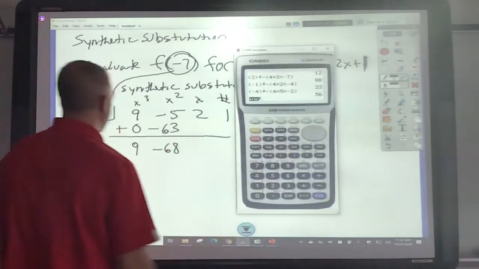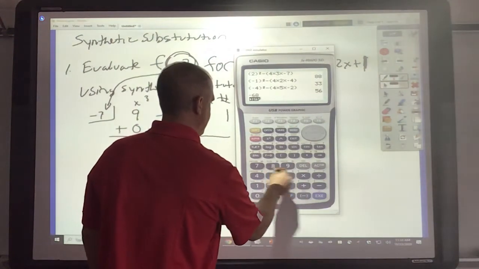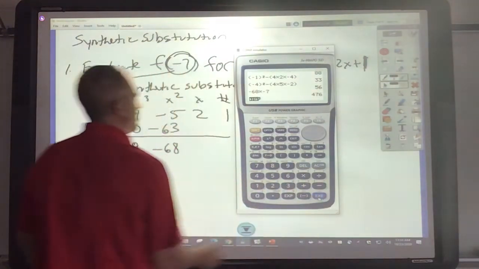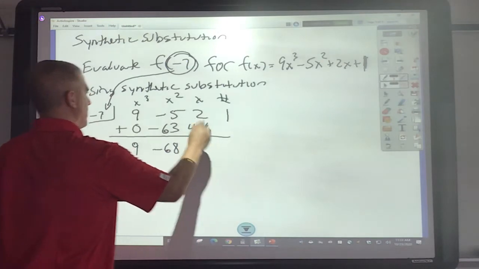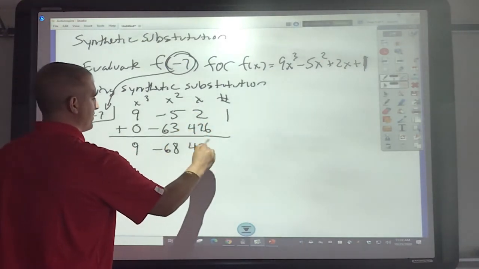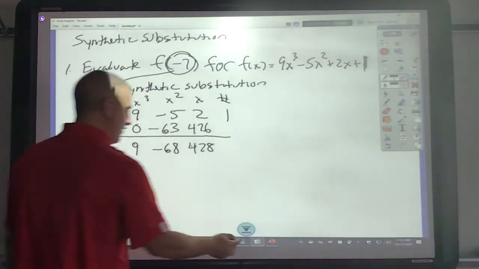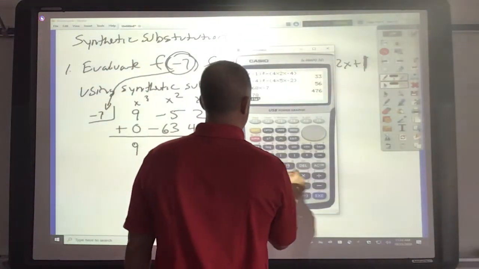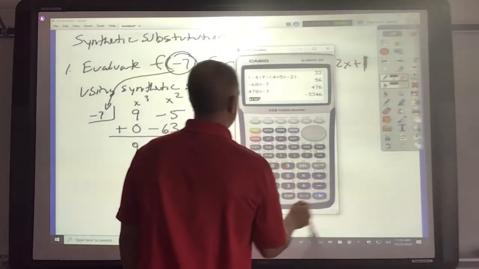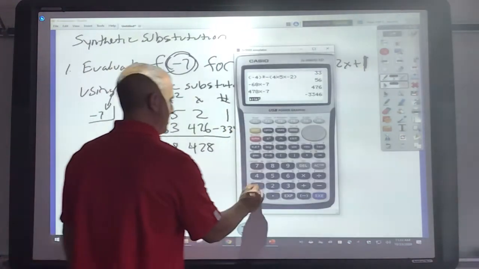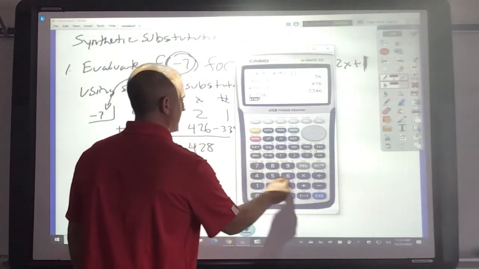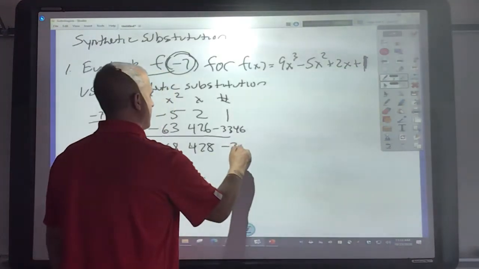Okay, I've quickly built this up pretty quick. Negative 68 times negative 7 is 476. Okay, 2 plus 476 would be 478. 478 times negative 7 is negative 3,346. So 1 minus 3,346 is negative 3,345.